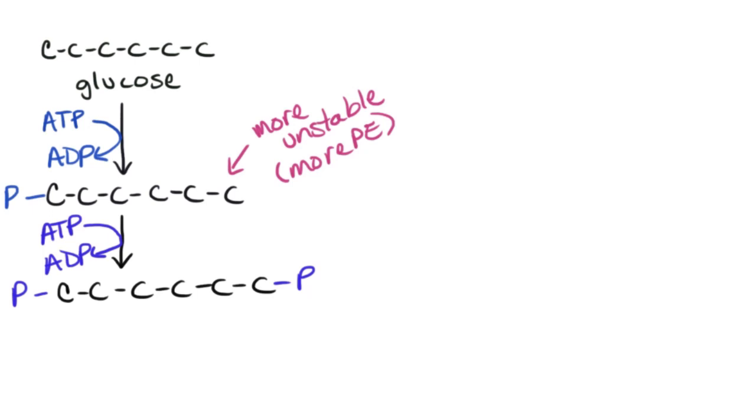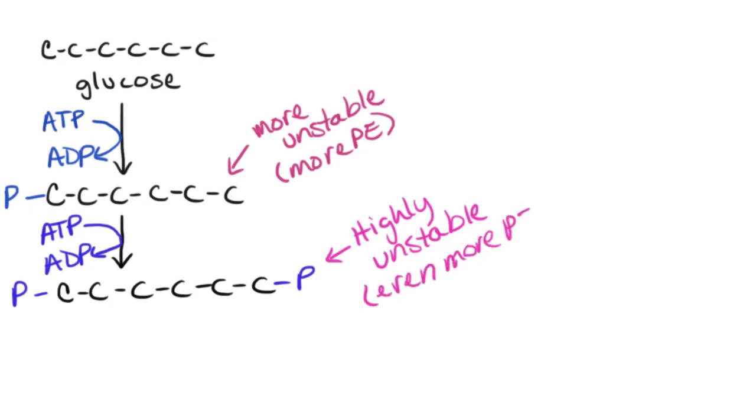And now what we have is a very unstable molecule. This time, that molecule is highly unstable. And if it's highly unstable, it has even more potential energy. And what that means is that that molecule wants to split apart. So that is what's going to happen in this very next step.